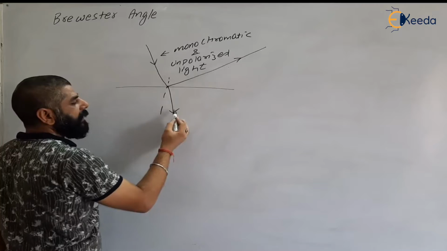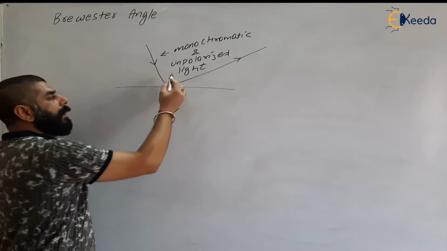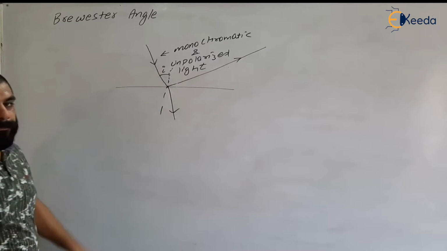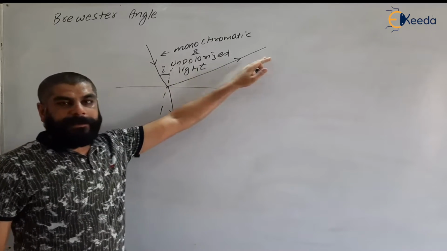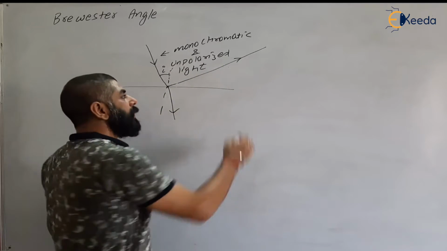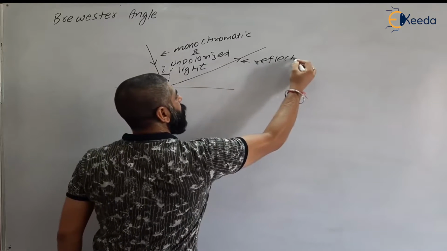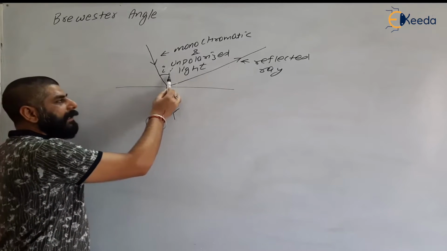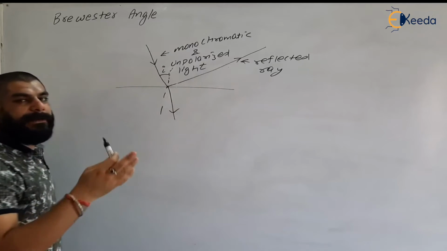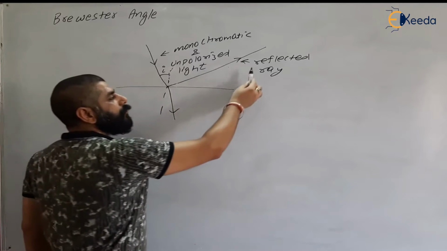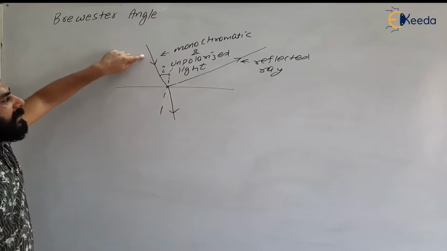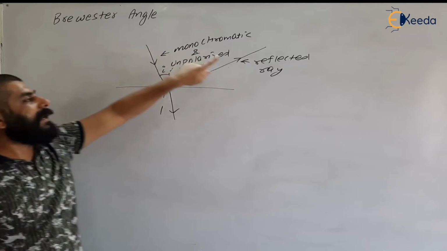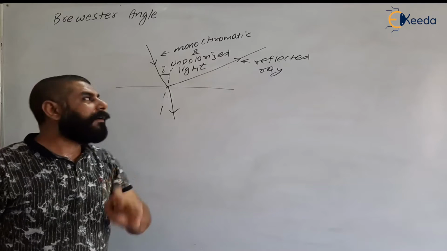This is the incident ray, this is the reflected ray, this is the refracted ray. The Brewster angle is that angle of incidence at which the reflected ray is 100% polarized. If the angle of incidence is not equal to the Brewster angle, then this reflected ray is partially polarized. If the incident ray is monochromatic unpolarized light and the angle of incidence equals the Brewster angle, then the reflected ray will be 100% polarized.